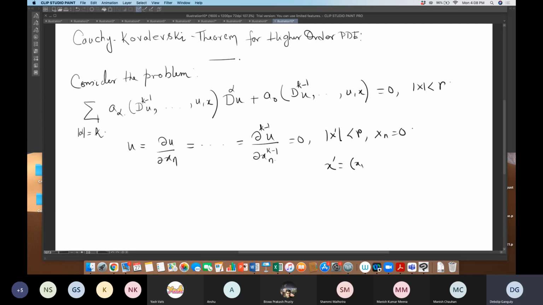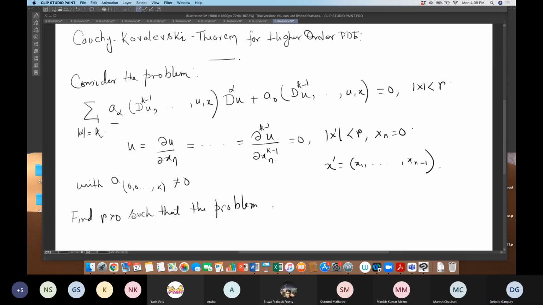Where x prime is the x1 to xn minus 1 variable. Okay, with another condition: for this multi-index a, the coefficient is non-zero. Now find R such that the problem meets a real analytic solution in X.